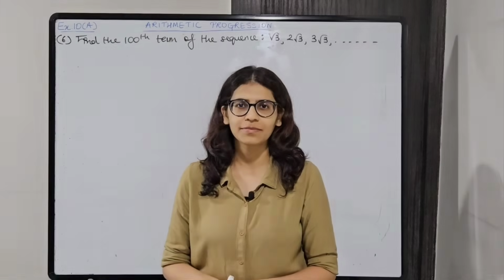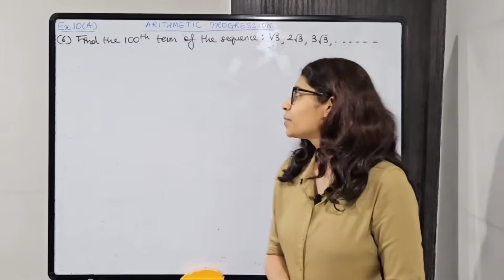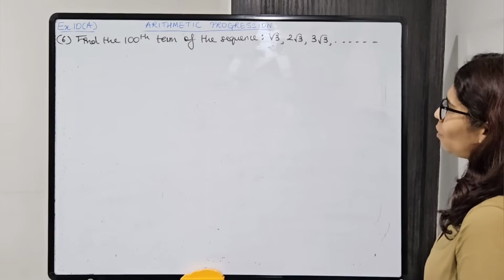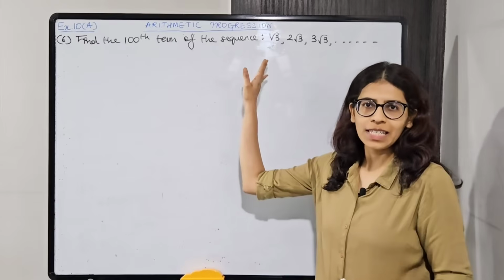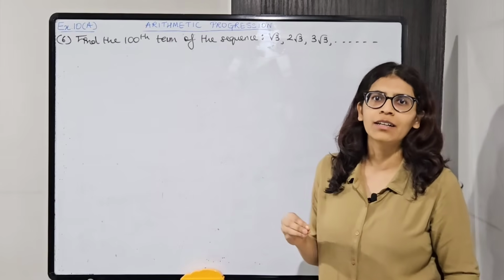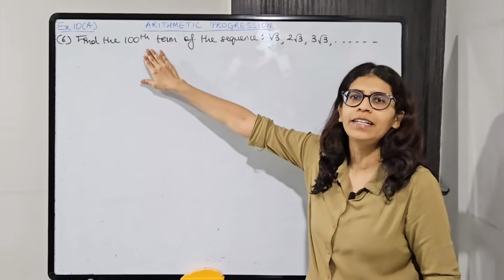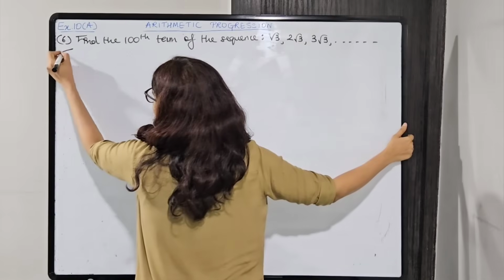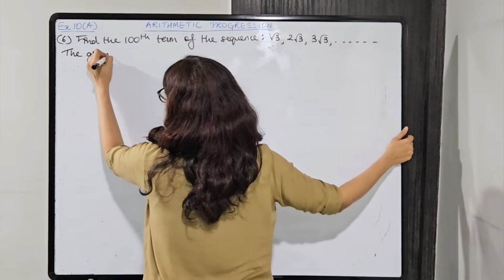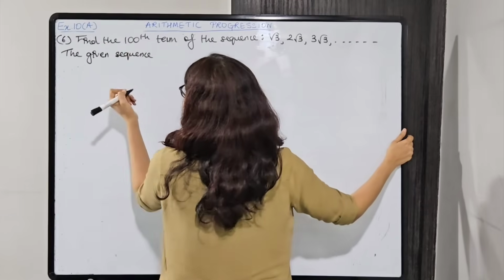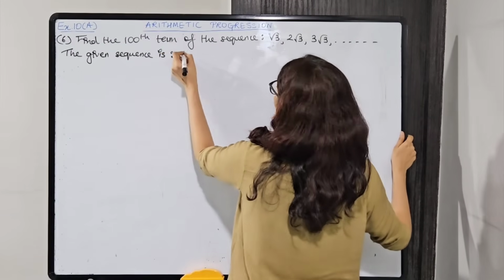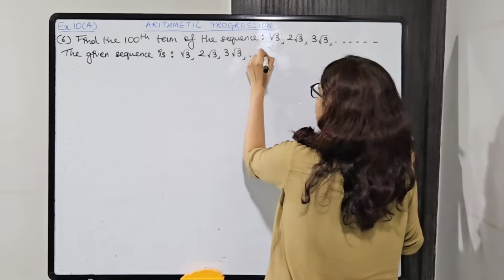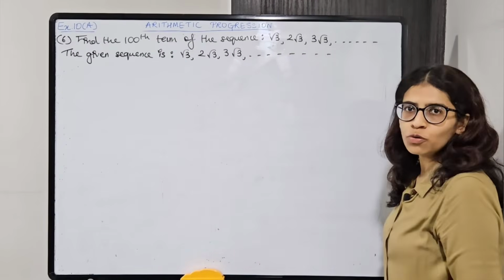Okay, next question, question number 6. Find the 100th term of the sequence root 3, 2 root 3, 3 root 3 and so on. Again, you are told that this is a sequence, so first you have to prove that it is an AP. Then you can apply the formula to find T100. Okay, so let's start solving. The given sequence is, always write the given first, root 3, 2 root 3, 3 root 3 and so on. You need to prove that this is an AP.